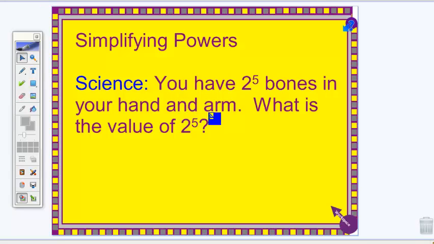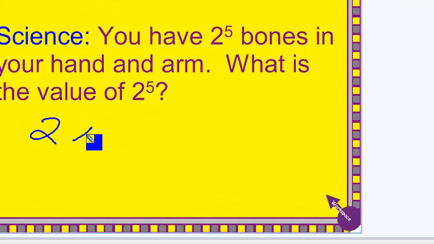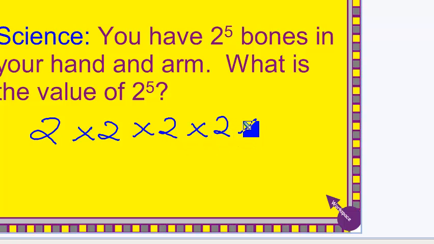Now, how do we simplify the powers? For example, in science, you have 2 to the 5th bones in your hand and arm. What is the value of 2 to the 5th? So to simplify this, to get the actual value, we need to expand this. First, this is the exponential form, so we need to expand it. So we will do 2 times 2 times 2 times 2 times 2.